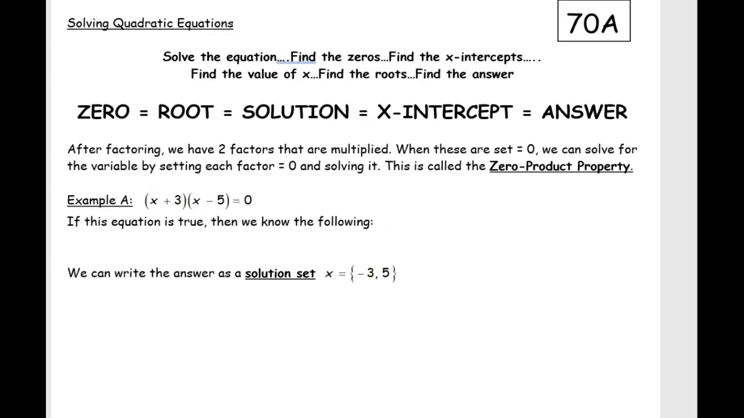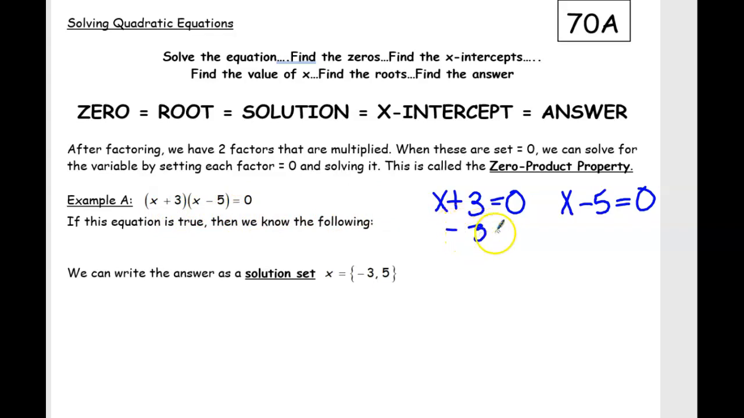So we have two binomials that are multiplied together. We set them to 0 because an output of 0 is where it's going to intercept the x-axis. So if we have x plus 3, if x plus 3 was equal to 0, then the whole thing would be equal to 0. And x minus 5 is equal to 0. Okay, so in this case, we could set x plus 3 equal to 0 or x minus 5 equal to 0 and solve for x.